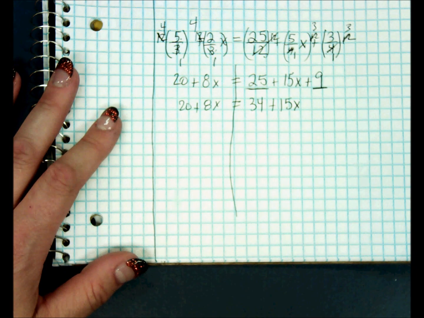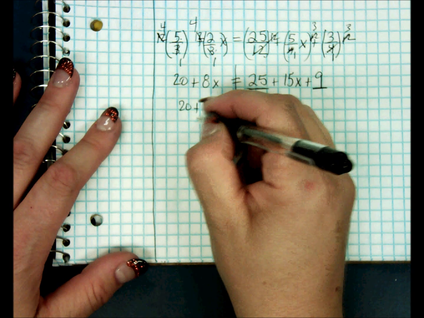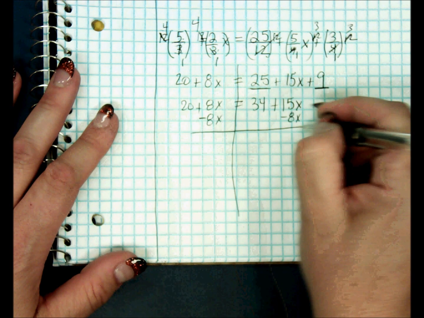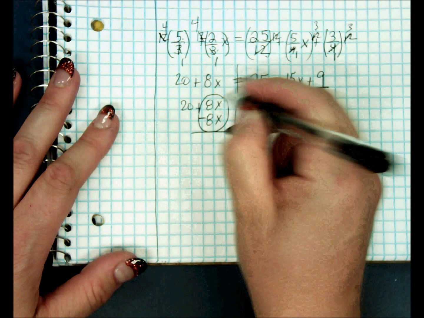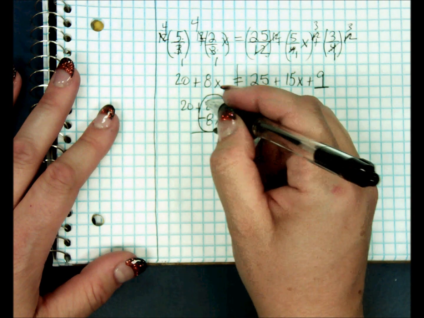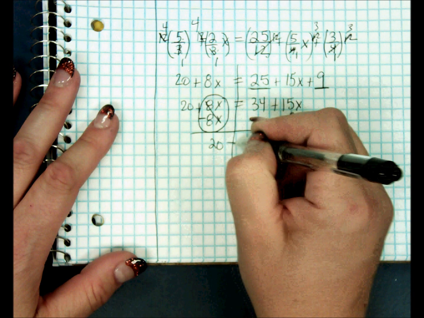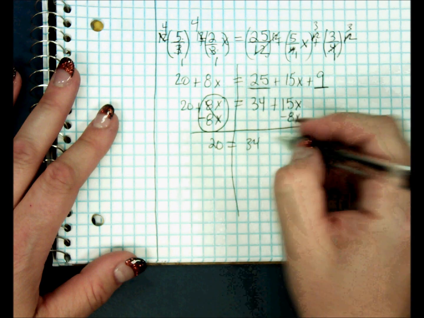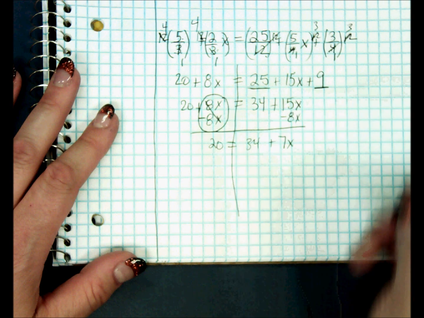Now I want the x on the same side. So again, I subtract. I usually would subtract the smaller one. You can do it either way, it'll work. 8 minus 8 is 0, and I'm left with 20. Bring down your 34. 15 minus 8 is a positive 7.